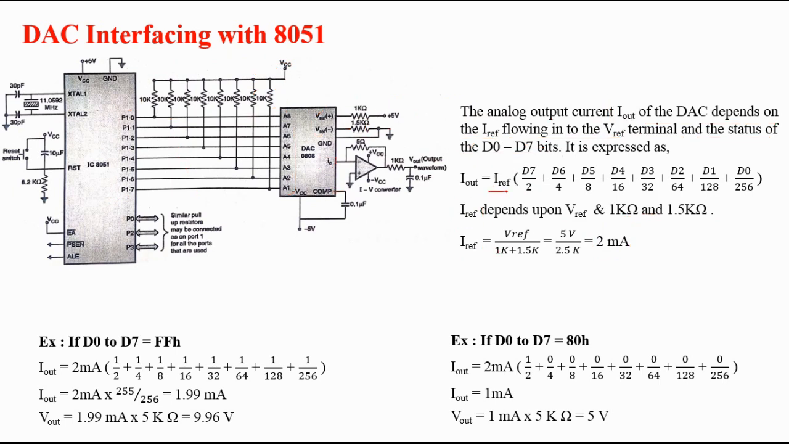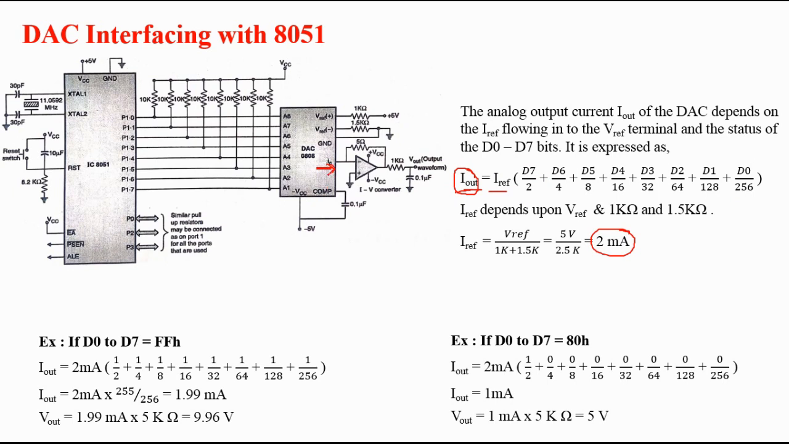I reference multiplied by D7 by 2 plus D6 by 4 plus D5 by 8, in this way up to D0 by 256. Now here instead of D0, D1, D2 up to D7, we will have to put the values of the digital signal or the bits. I reference we know is 2 milliampere. So 2 milliampere into this term will give you some value. This is what is called I out, which will flow through this terminal.